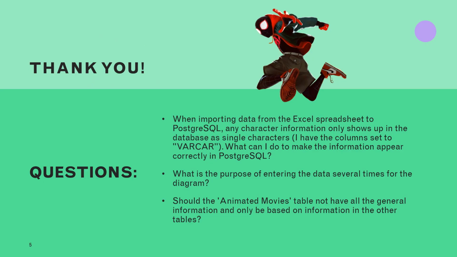So some questions I have after this section. When I was importing data from my Excel sheet, which was a struggle enough on its own, I had expressed that in my previous slideshow. All of my character information, when it is up on the database, comes in as only the first letter of any of the words. It's only ever the first letter. I do have it in there as the varchar variety characters. So I'm just not really sure how to fix that.